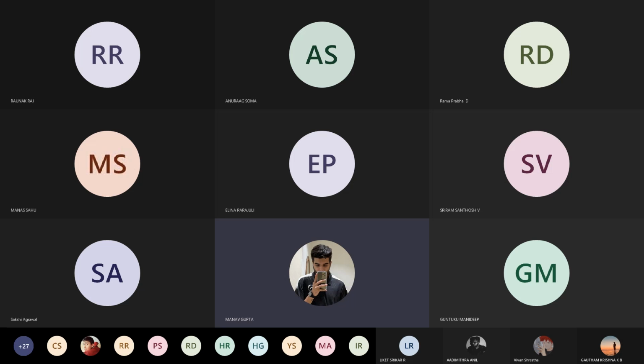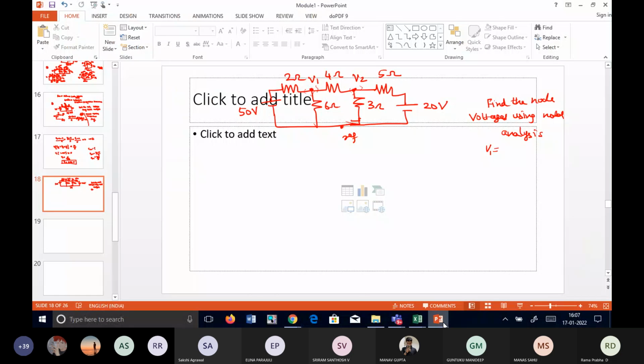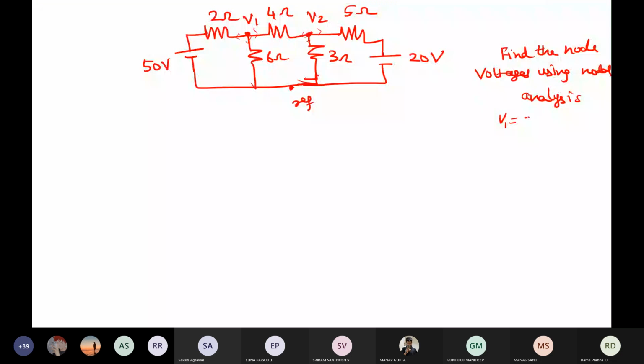Okay. So this is a problem we were seeing in the last class. What are the answers for these voltages V1 and V2? You people told you got the answers for that. V1 is 7.5. V2 also 7.5. Is it possible, I guess? Ma'am, that is not possible.